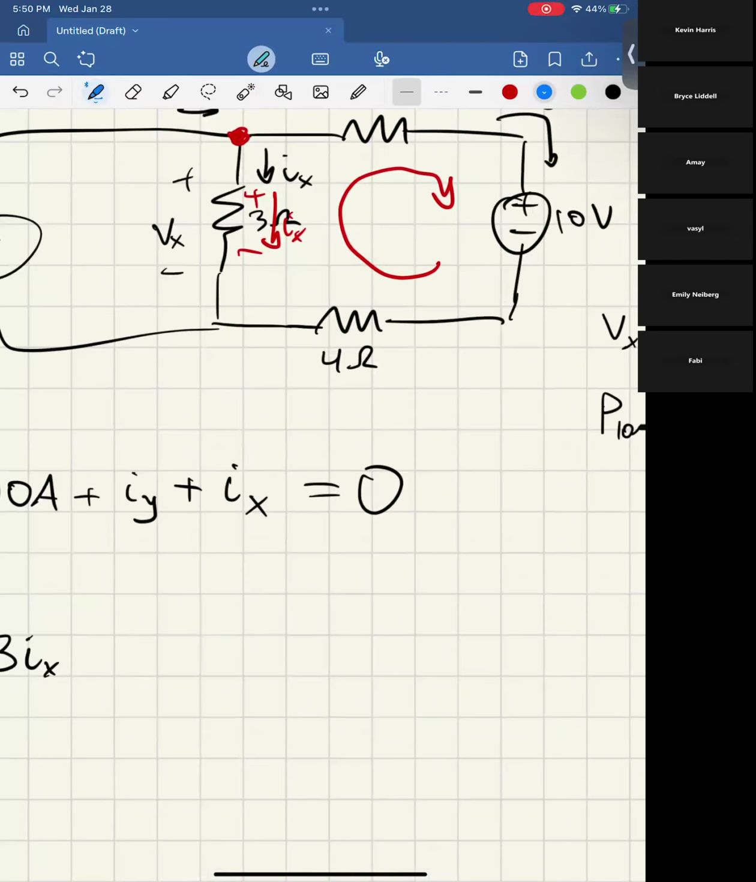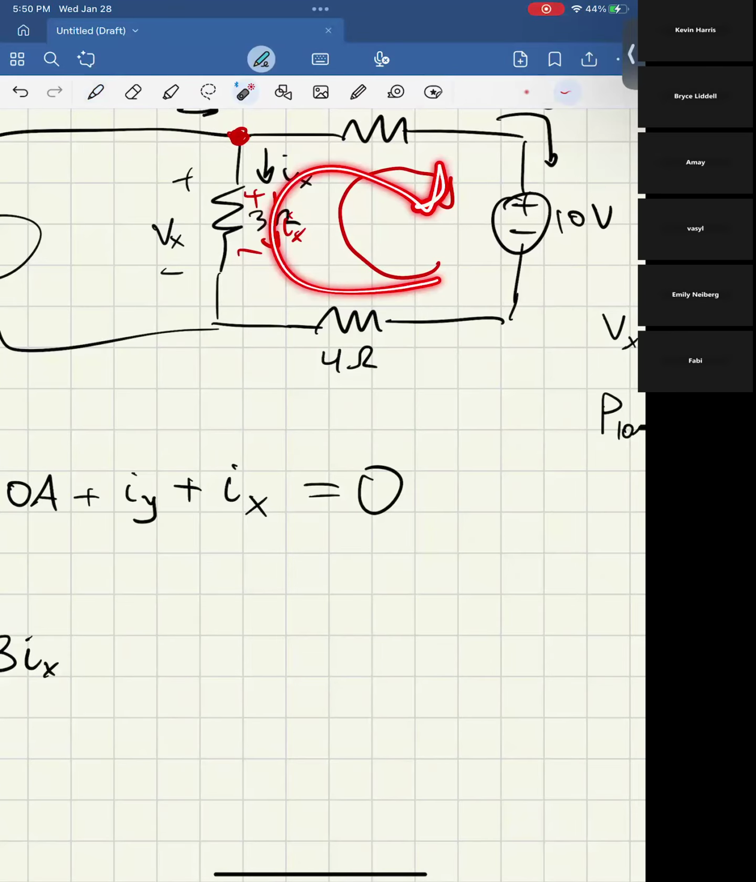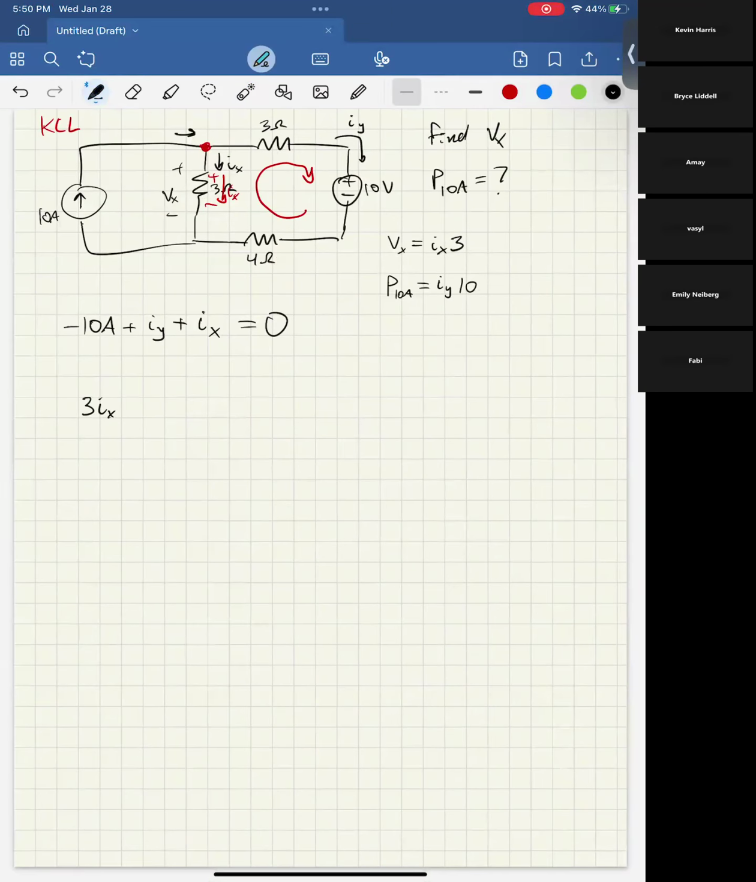But here, since we have a voltage rise in the direction of our loop, this would actually be a -3 IX. Next up, for that next resistor, this one is going to be just +3 IY because IY agrees with the direction of the loop that we've chosen, right? So this is our loop, and IY is in the same direction as that loop. So that one gets to be positive. Next up with the voltage source, since there is a voltage drop in the direction of the loop, this is going to be positive, actually. Even though it's a voltage source, that's how it turns out. And then last but not least, we have 4 IY from that resistor on the bottom.